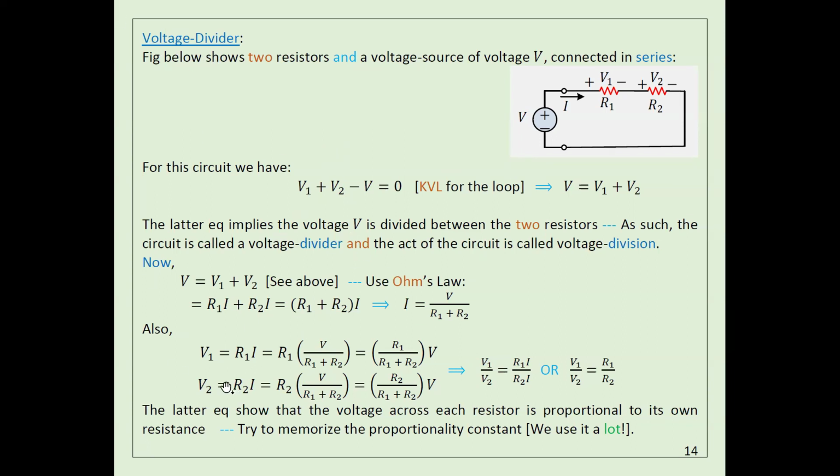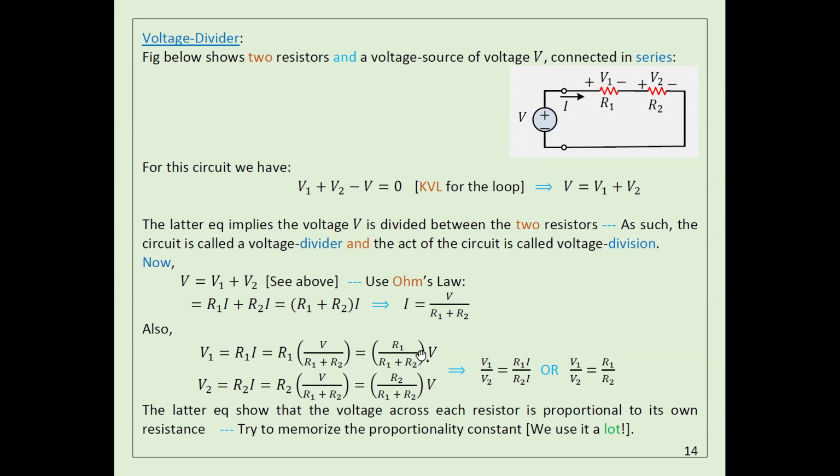So the conclusion, as I told you, is that once you have this V, it is going to be divided between these two. So this is the formula: V1 equals R1 divided by R1 plus R2 times V. Same thing for V2 here.